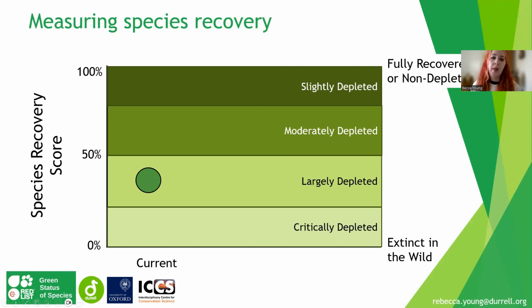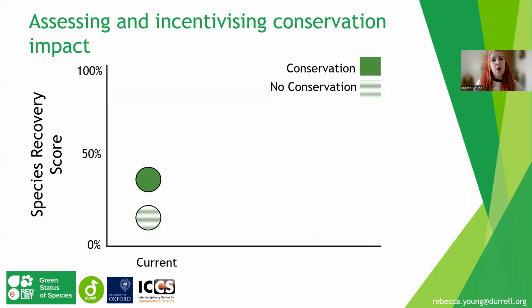extinct in the wild. So then the next thing that we want to understand, we don't just want to think about how the species is doing currently. We also want to think about the impact that conservation has had in the past and may potentially have in the future. And this is where those metrics that I mentioned earlier come in. And the way that we calculate these is based on various hypothetical scenarios, both past and future, and both with and without conservation. So I'm going to just go through those now.